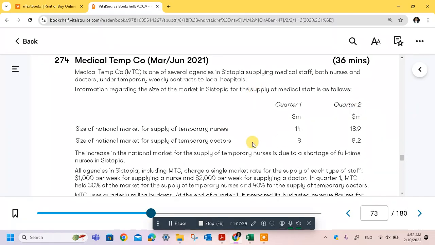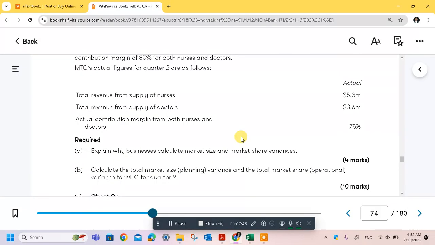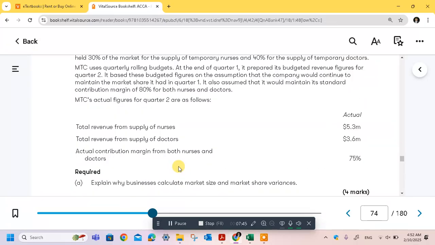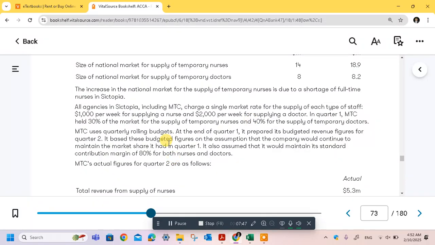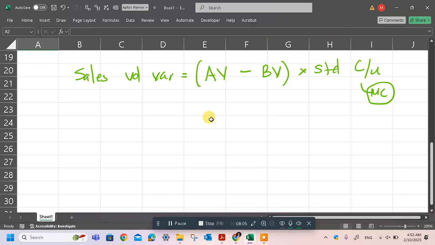In this case, is it marginal costing or absorption costing? Let me see. They didn't say anything about it. I saw some margin was given. Here standard contribution margin of 80%. Since they are speaking about contribution margin, it must be marginal costing. I don't see a way to find profit per unit. See, all contributions is what they have given. Right. So let's assume it is marginal costing.